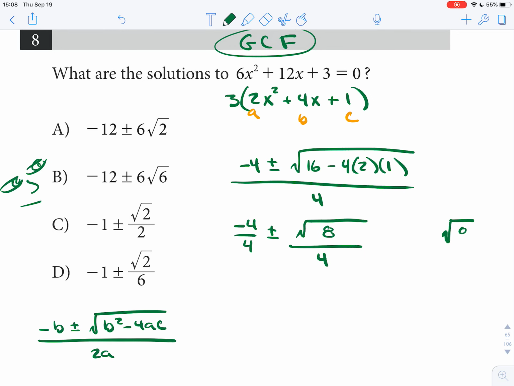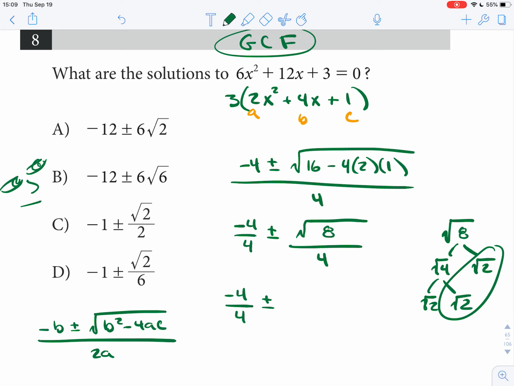So the square root of 8 is like the square root of 4 times the square root of 2, which is like the square root of 2 times the square root of 2. Alright, we have a group of 2 roots of 2, which is just going to come out as a 2. So negative 4 over 4 plus or minus 2 root 2 over 4.